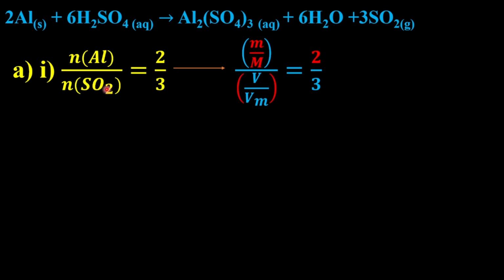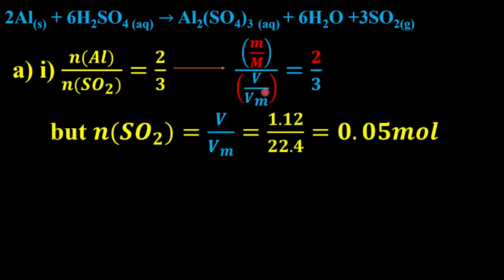Now going back to the question, we're given a volume for SO2, which is 1120 cm cube. We're also given the molar volume, which is 22.4. So down here, we can use the formula V over Vm, which is equal to 2 over 3. So based on this, we can determine the mass here from whatever data we have been given. So now let's break it down. Since this side is talking about volume and molar volume, we can just break that one down and solve.